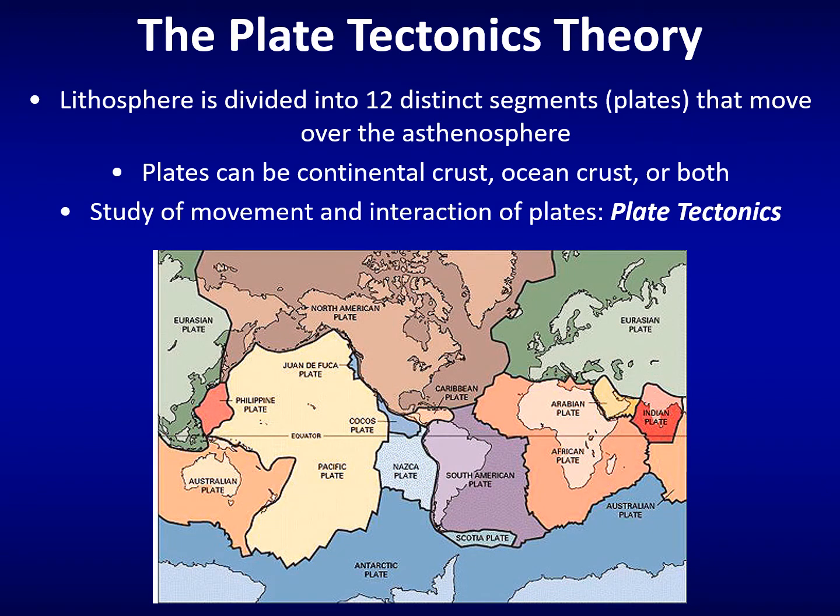To summarize the theory of plate tectonics, it is that the lithosphere is divided into 12 distinct segments or tectonic plates of lithosphere that move over the asthenosphere, the partially molten area of the upper mantle. The plates can be continental crust, oceanic crust, or both, and the study of the movement and interaction of these plates is called plate tectonics. You can see in this picture here, we have the North American plate, which has both continental crust and ocean crust on it. We have the Eurasian plate, the Pacific plate there, the Australian plate, the African plate, South American plate, and of course lots of other little subplates that end up causing lots of geologic action on the Earth's surface.